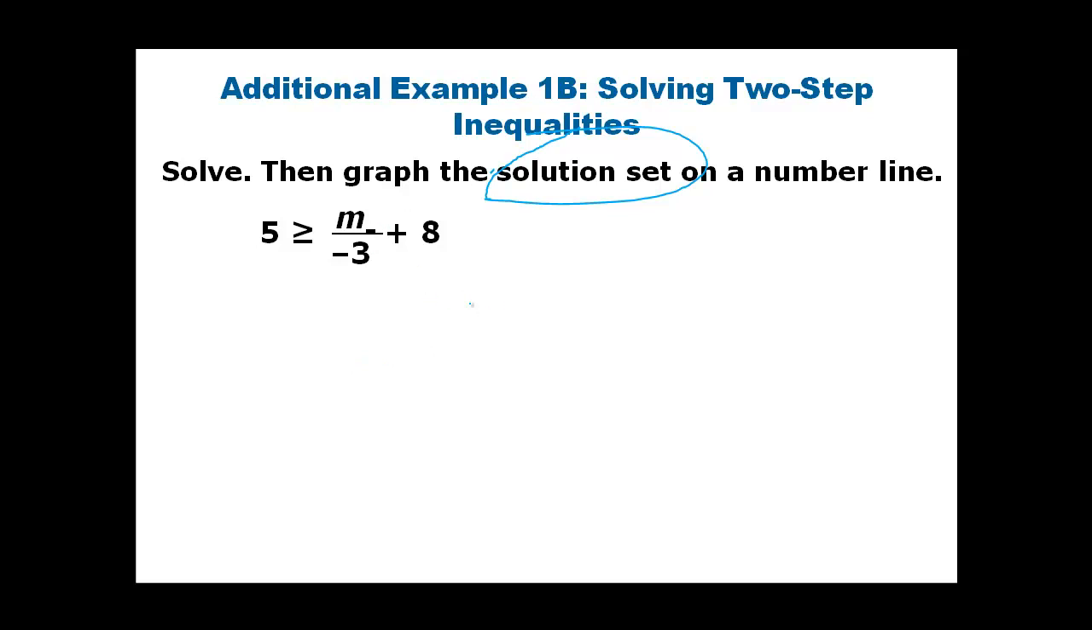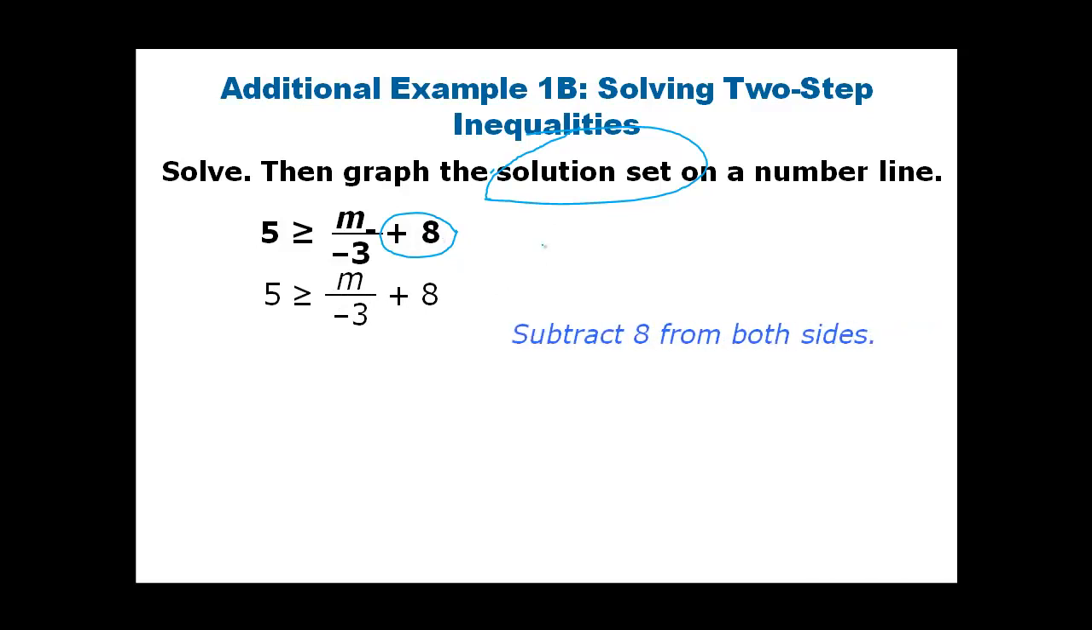What will we do first? We will remove the positive 8, or plus 8. How will we remove it? By subtracting 8 from both sides. So we will subtract 8 from both sides. I will have 5 minus 8 equals -3. M over -3 is the same, and then plus 8 minus 8 equals 0, but 0 we don't write.